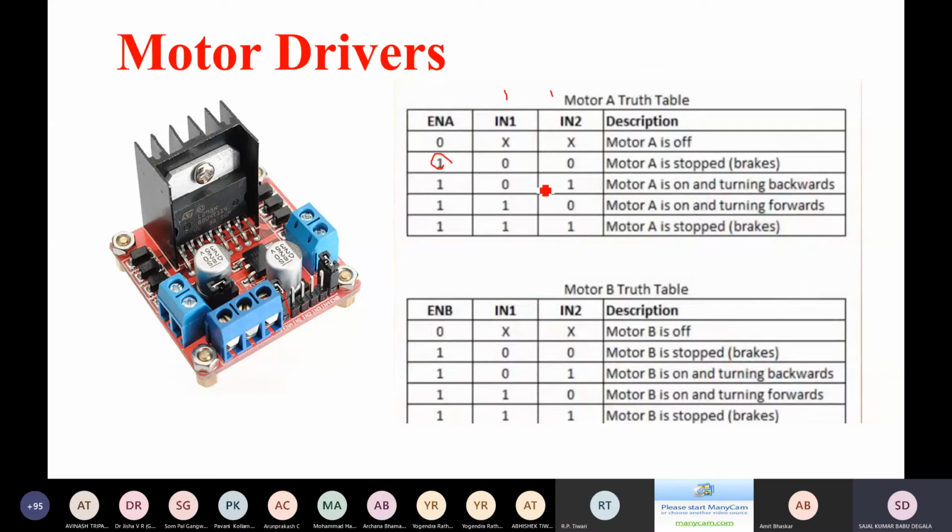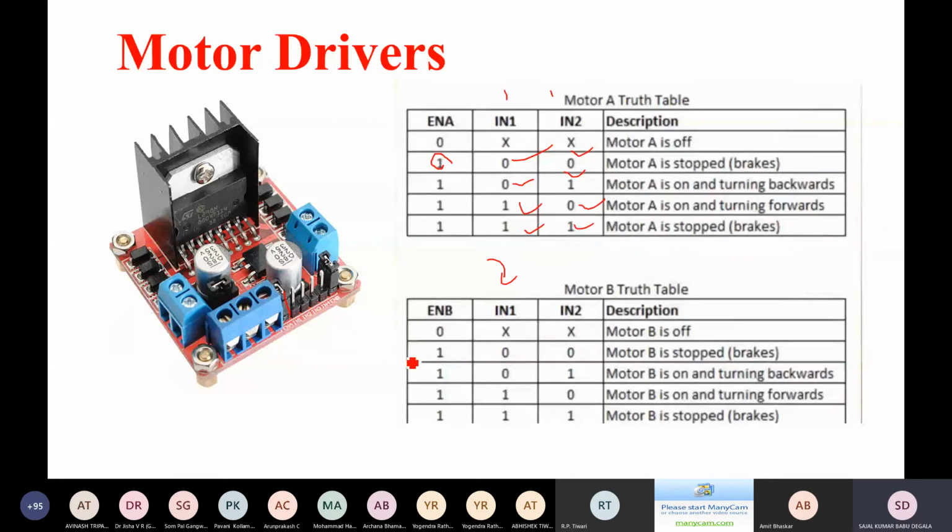And if you give 0 and 1, the motor will move in the backward direction, like anti-clockwise. And if you give 1 and 0, the motor A is going to rotate in clockwise or forward direction. And if you give 1 and 1, again the motor is going to stop.